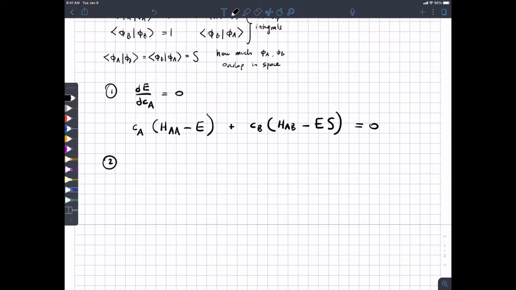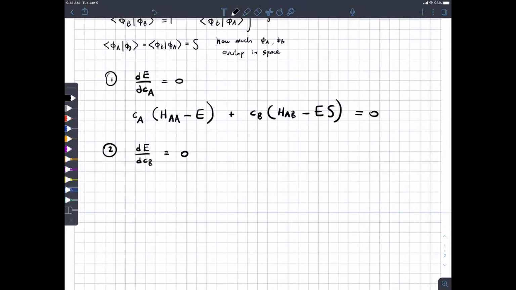Our second equation that we get is differentiating with respect to Cb. And again, I won't take you through that. If you want to see it, it's in the notes. But we get Ca times HAB, the resonance integral, minus Es. And then we get Cb times HBB minus E. And that's of course equal to 0.